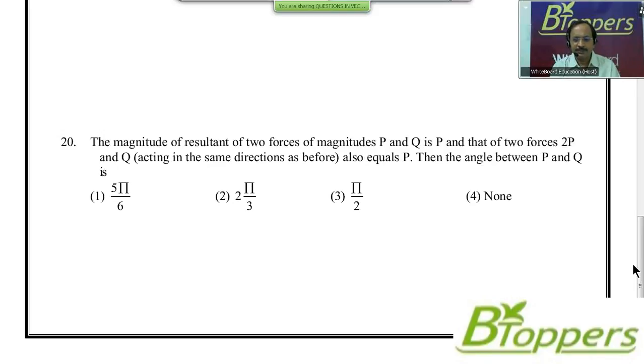Come on, try this question yourself. In case you need more time to try the question, you can take a pause and try this problem, or you may copy the problem and try it later. Look at the next questions.